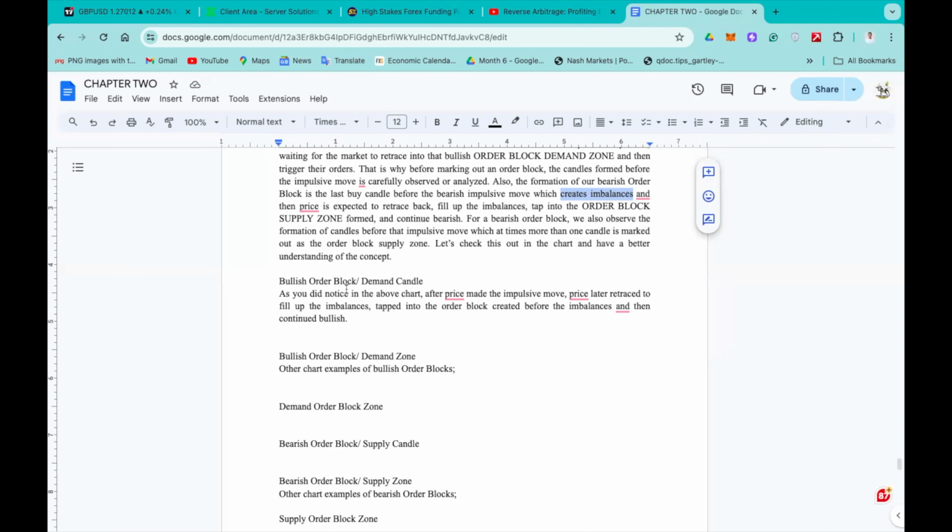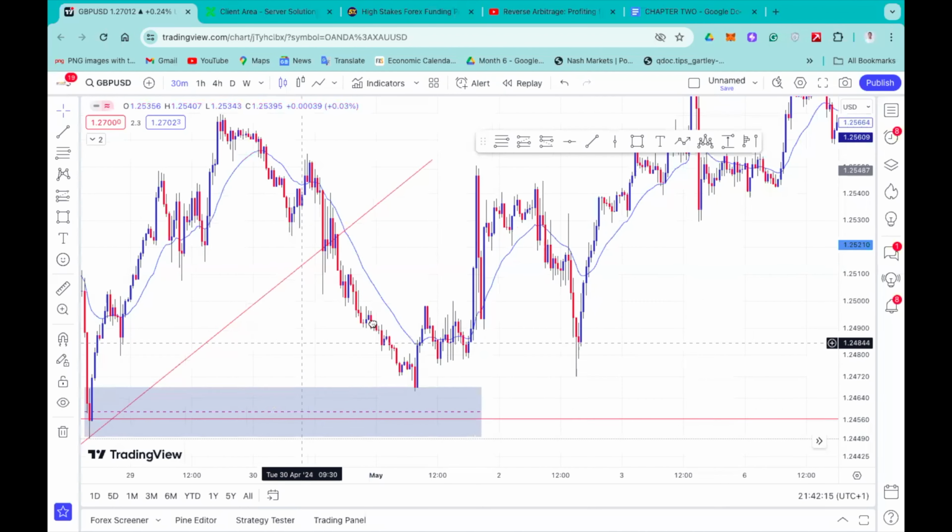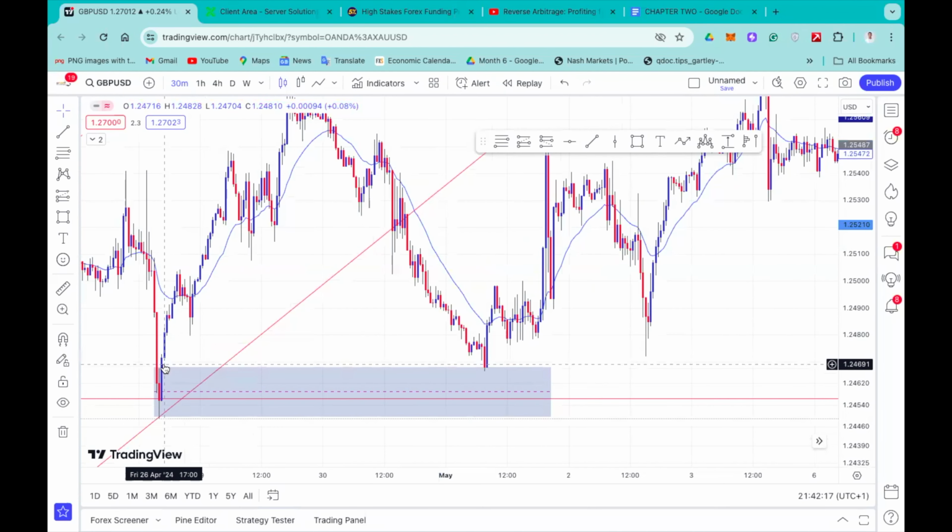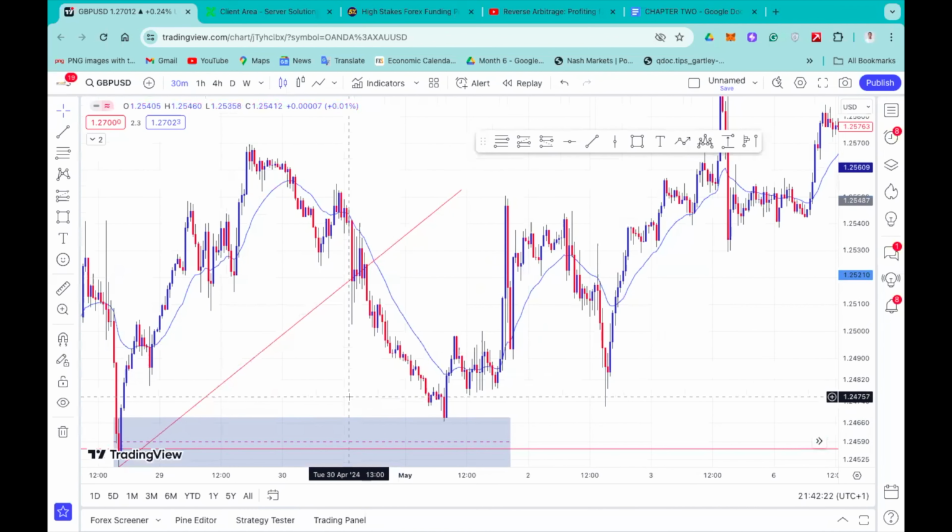Bullish order block, demand candle. As you did notice in our chart above, after the price made the impulsive move, the price later retraced to fill up the imbalance, tapped into the order block created before the imbalance, and then continued bullish. So price was going up, filled up the imbalance, tapped into the order block, and then continued moving bullish. So that's a clear example of a bullish order block.